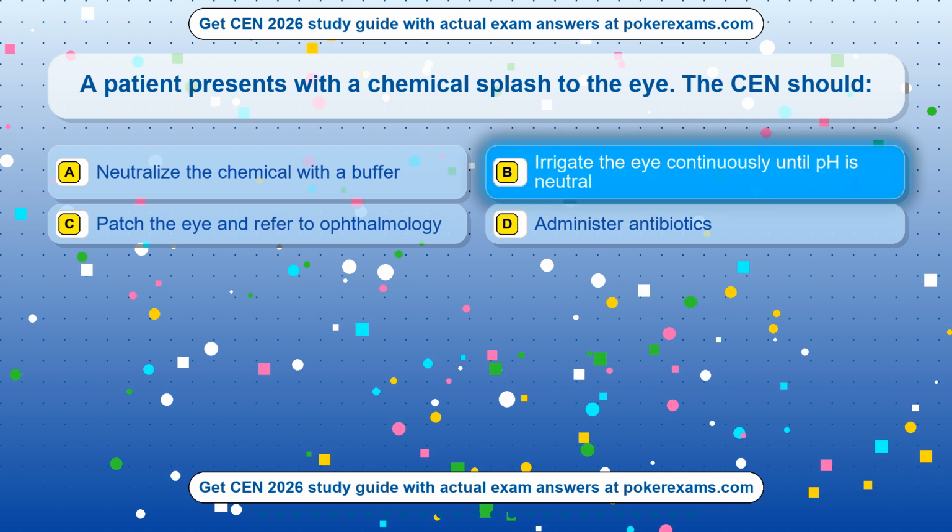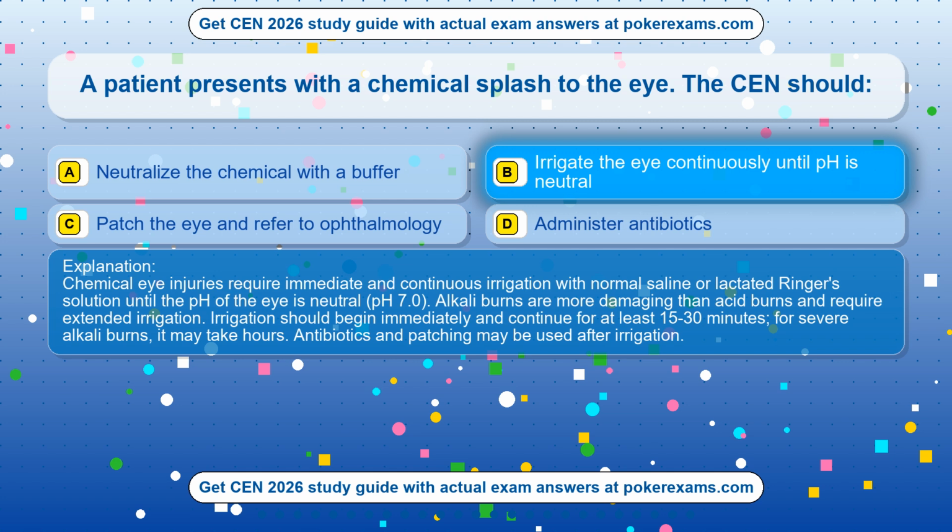The correct answer is option B. Irrigate the eye continuously until pH is neutral. Chemical eye injuries require immediate and continuous irrigation with normal saline or lactated Ringer's solution until the pH of the eye is neutral, pH 7.0. Alkali burns are more damaging than acid burns and require extended irrigation. Irrigation should begin immediately and continue for at least 15 to 30 minutes. For severe alkali burns, it may take hours. Antibiotics and patching may be used after irrigation.